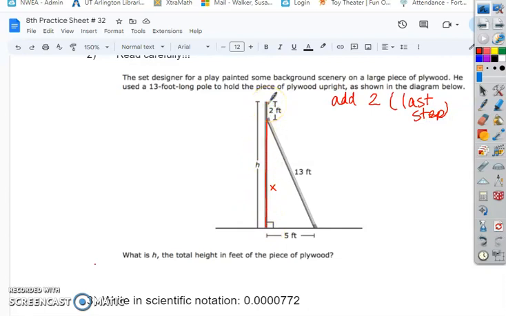So again, we'll do a squared plus b squared equals c squared. This, of course, again, is c. Okay, so you're going to run the formula and then add 2. Don't forget to add 2.